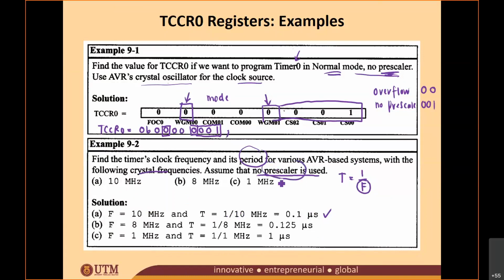If the prescaler is used, then you need to find the new F, and from that new F, you find your T. For 8 megahertz, T is 1 over 8 megahertz, which gives 0.125 microseconds. For a frequency of 1 megahertz, the period is 1 over 1 megahertz, which gives 1 microsecond. So this is how to calculate the period.